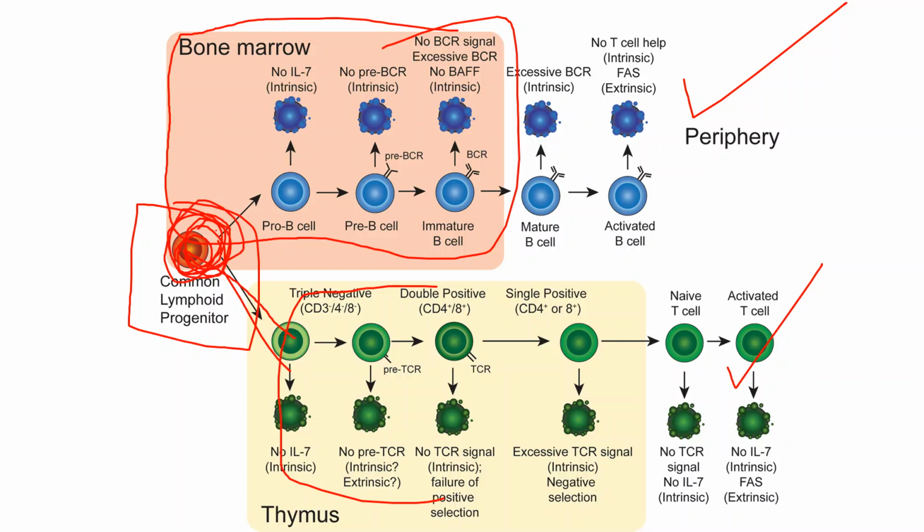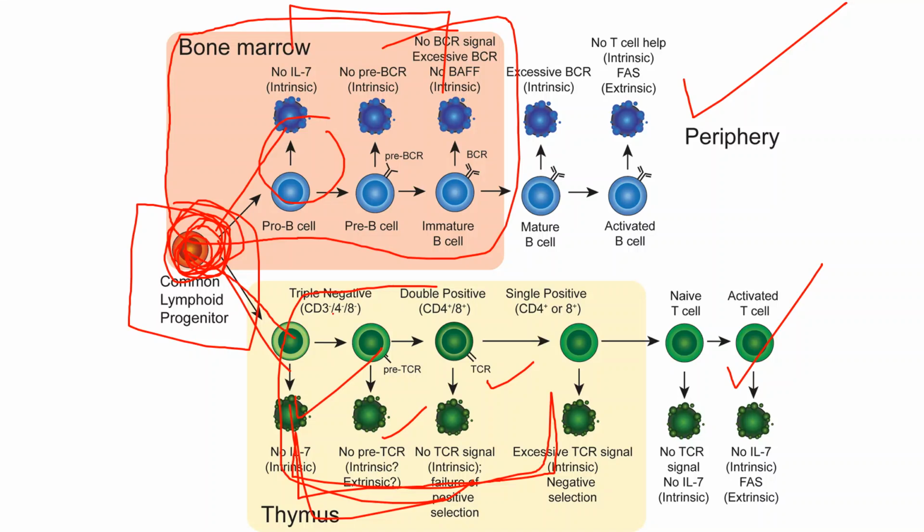Now we can see that the B cells, pro-B cells and all, happen in this bone marrow, but all the further T cell development happens in the thymus only. This is the ILC. This is a pre-TCR. After the TCR signal, this is the double positive cells, and then after that single positive T cells. First is triple negative, that is negative for all of them.